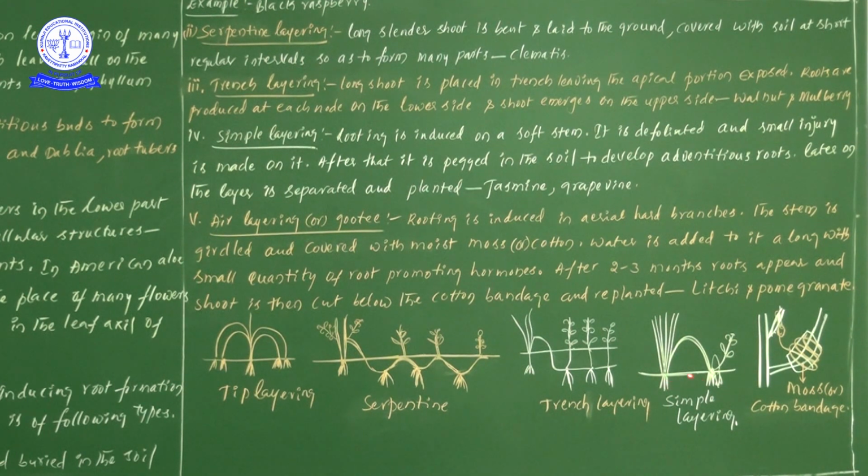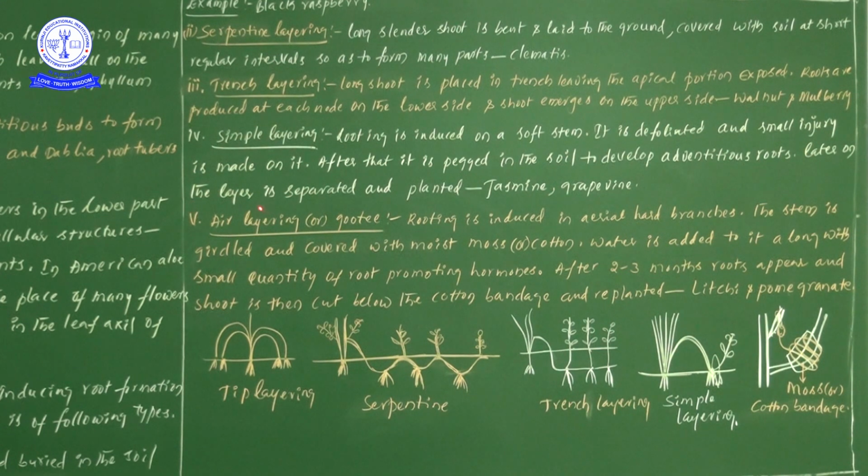Once you see there, we took a soft stem, and the leaves on that short stem we have removed and kept in the soil. So thereby what happened, now let us see. After that it is pegged in the soil, as we have already seen, to develop adventitious roots. So here we are observing the development of adventitious roots in a diagram.